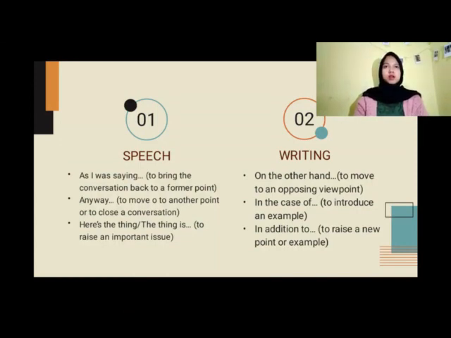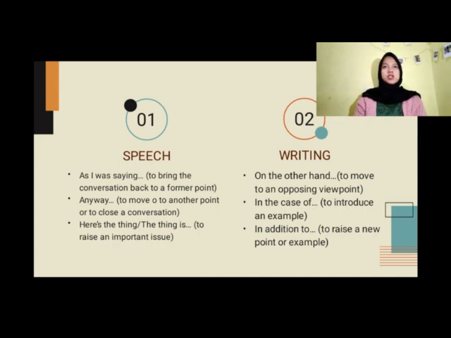Examples of discourse markers used in speech are "as I was saying," which means to bring the conversation back to a former point; "anyway," which means to move on to another point or to close a conversation; and "here's the thing," which means truth is coming.